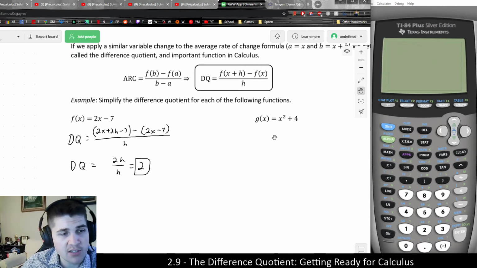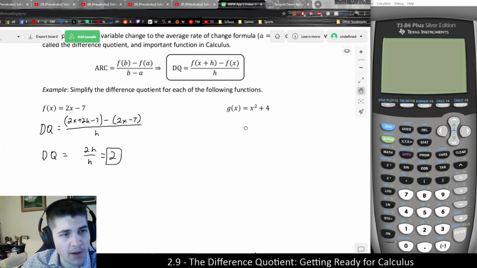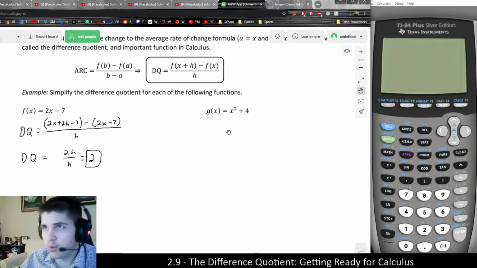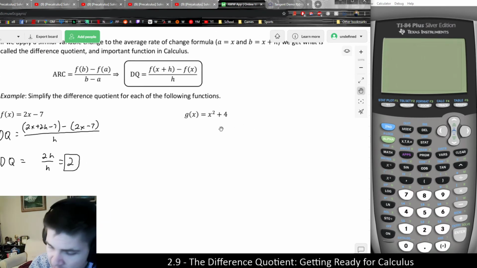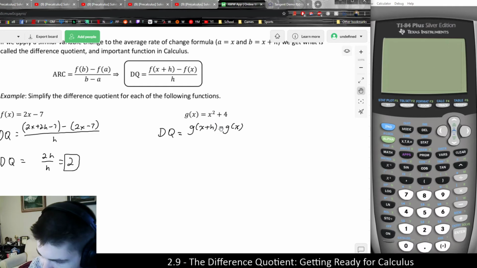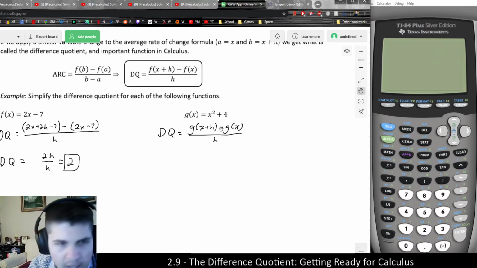So let's do a fresh example, and we'll talk about how that works in a more complicated example. So with g, again, we would start with the difference quotient expression, which is going to be g of x plus h minus g of x all over h. And again, we can change f to whatever our function label is, which does not matter. And then my goal now is to figure out, okay, what is all this, and simplify it.